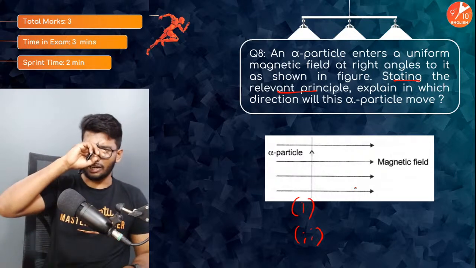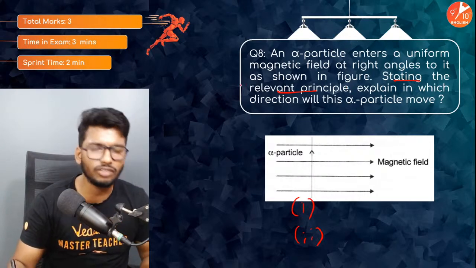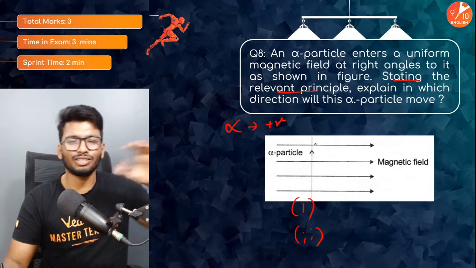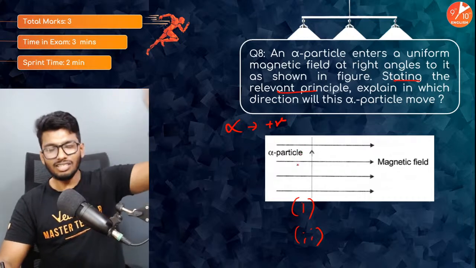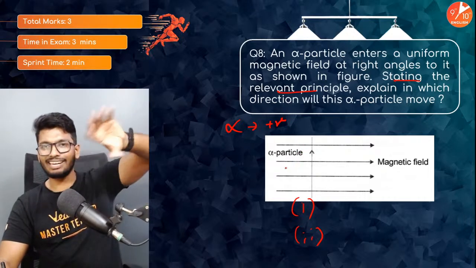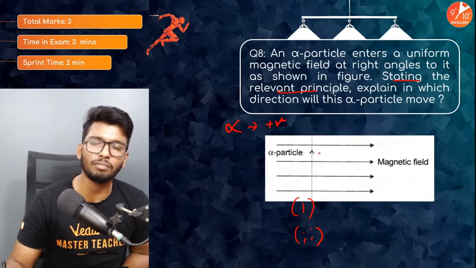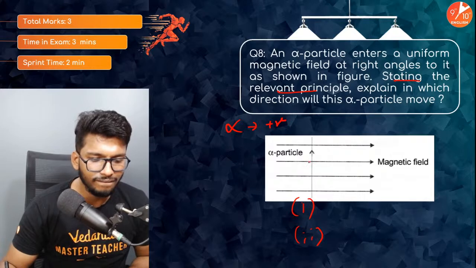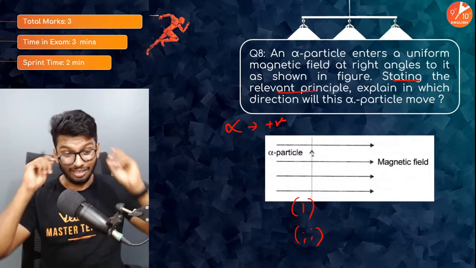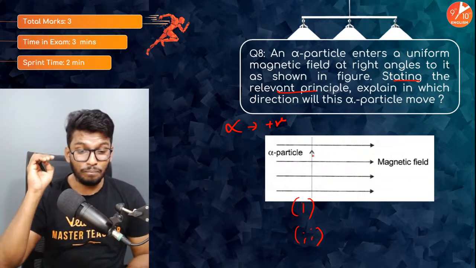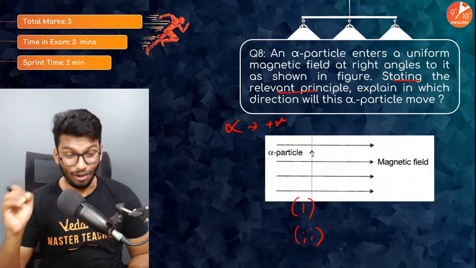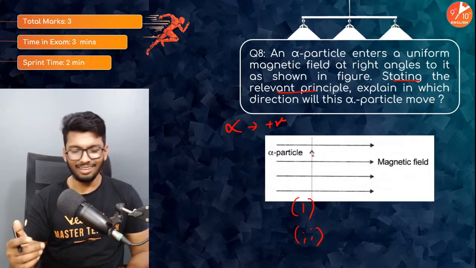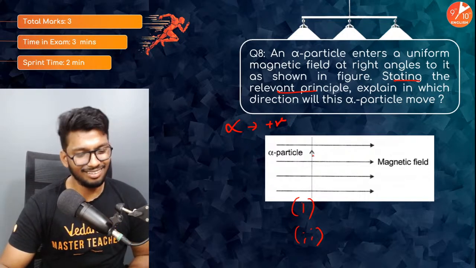An alpha particle is generally a positively charged particle. We have already studied that in chemistry. So alpha is positively charged. If this alpha particle is passing through a magnetic field, perpendicular to it, what principle would be applicable here? Right-hand thumb rule, is it?